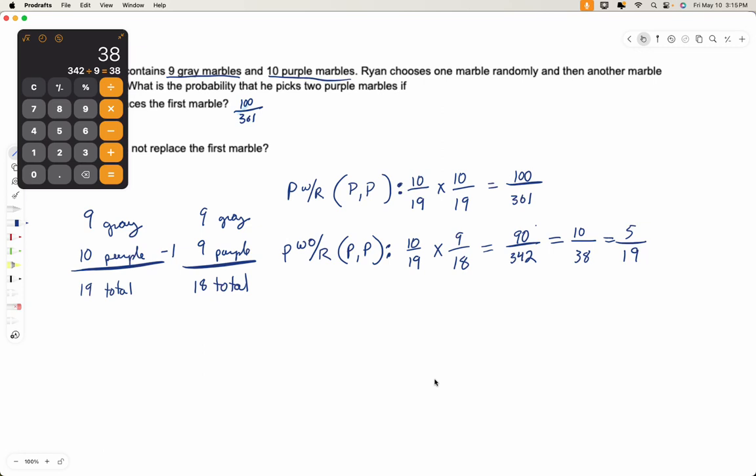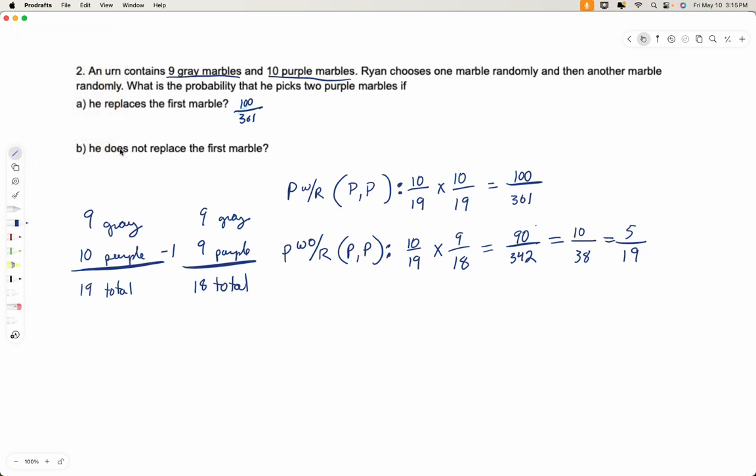That is our probability that if we don't replace the first marble, he'll draw 2 purples. 5 out of 19 chances he'll draw 2 purples if he doesn't put that first one back. All right, that's how you do those types of problems. Let's do the next one.